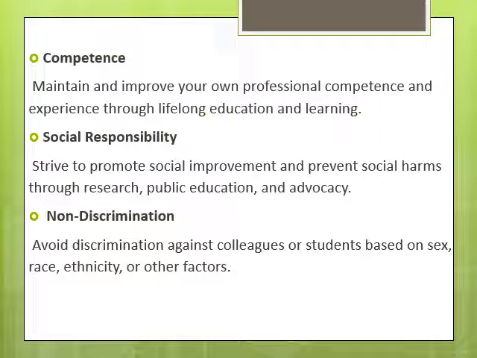We should be competent. This means we maintain and improve our own professional competence and experience through lifelong education and learning. It is an obligation to educate yourself and continue to read and see what is new in your specialty all over your life. It is part of medical ethics, and this is done for the beneficence of the patients.